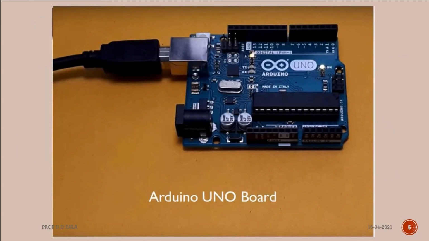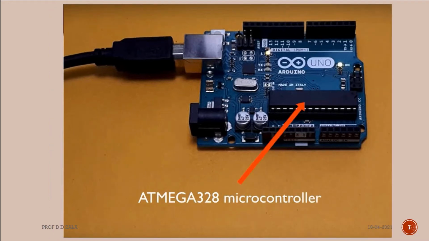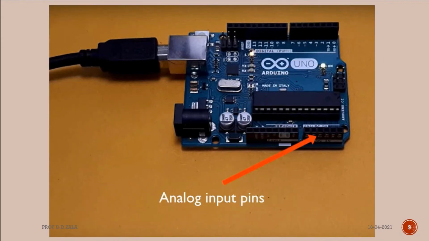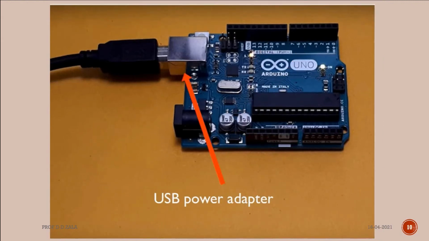This is the Arduino board. The Arduino Uno board is one of the popular variants of the Arduino project. It contains an ATmega328 microcontroller, digital input and output pins, analog input pins, and a USB power adapter. The USB power adapter can be used for programming the board.